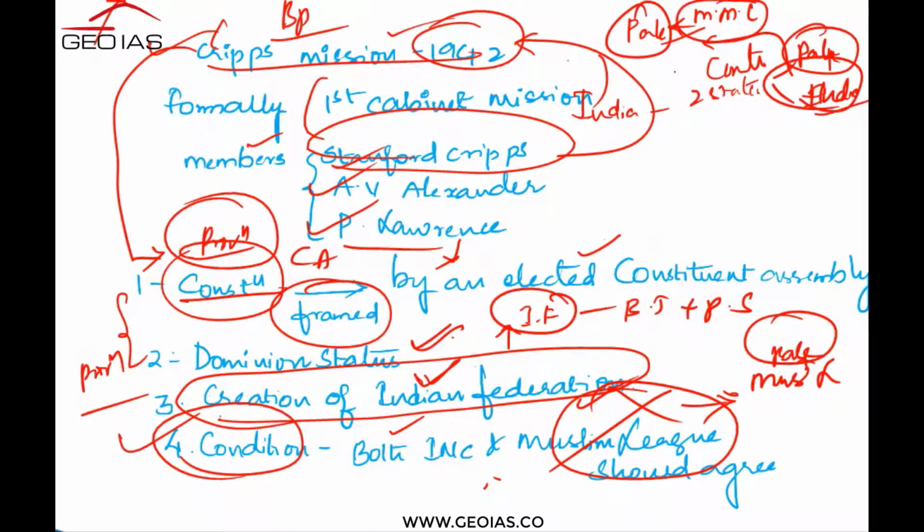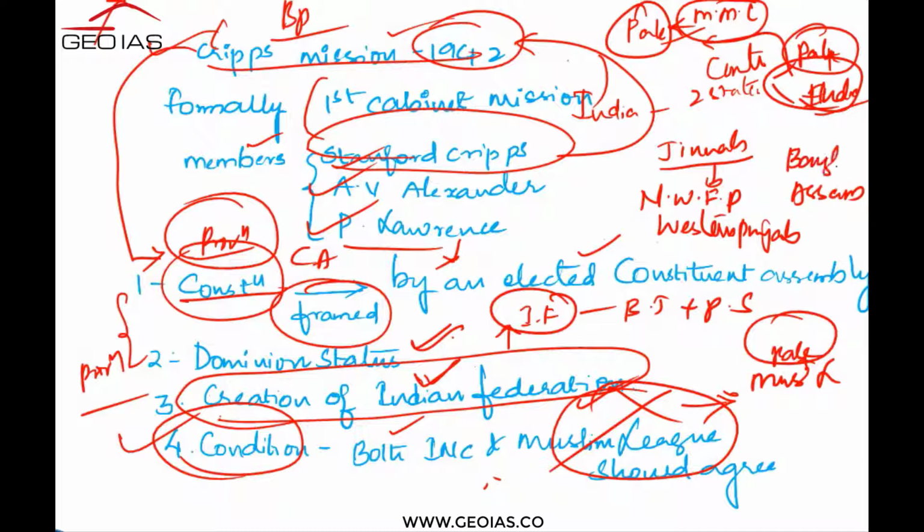Muhammad Ali Jinnah wanted the Northwestern Frontier Province, the western Punjab region, some parts of Assam, and the present-day Bangladesh region. They need all these things and want a separate country. So he wanted two dominions. So this Cripps mission failed due to non-agreement of the Muslim League. INC agreed to it, but the Muslim League did not agree. Why? Because of the reason I have stated here, Jinnah.